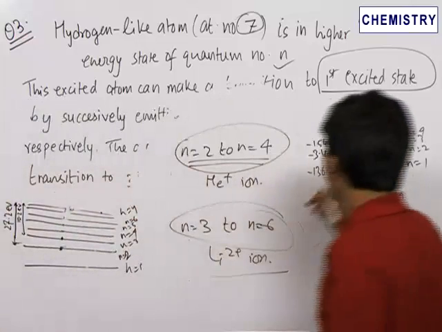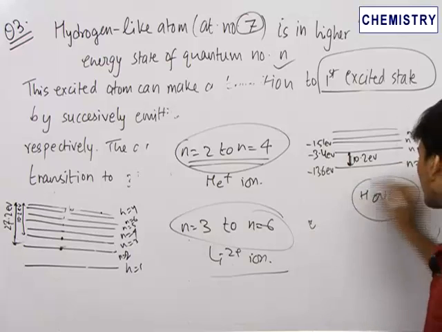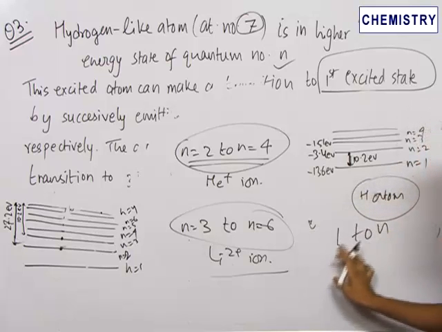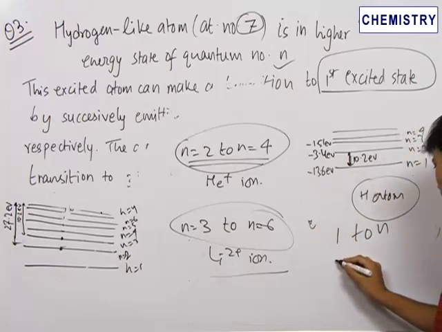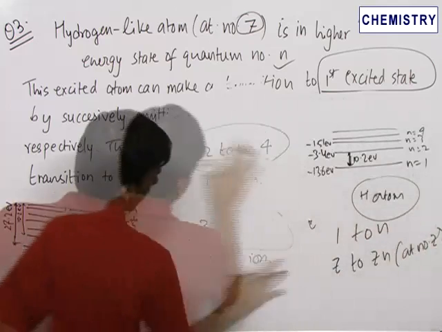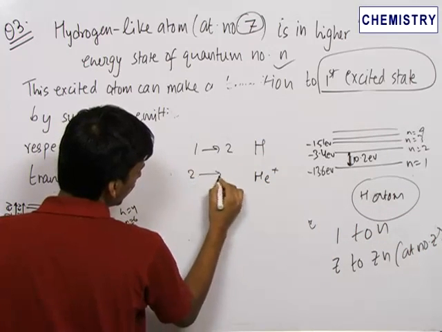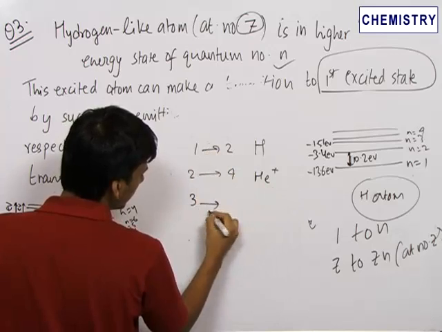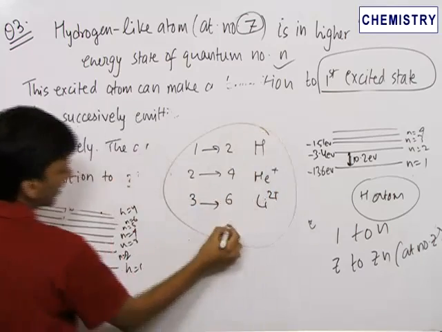So we conclude one more important trick here: an energy difference of whatever E between the states n is equal to 1 and n is equal to n for H atom will be the same as that between Z and Zn states of an element of atomic number Z, just like the transition of 1 to 2 in H was equivalent to the transition of 2 to 4 in He plus, and this is also equivalent to 3 to 6 in lithium 2 plus. So this is an important trick that you can remember.